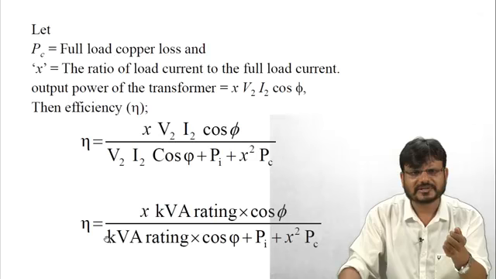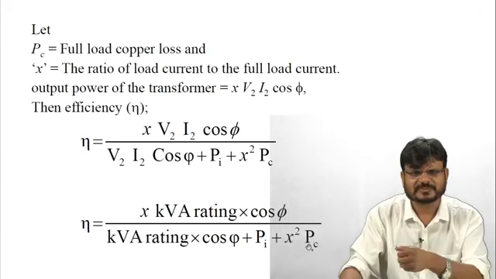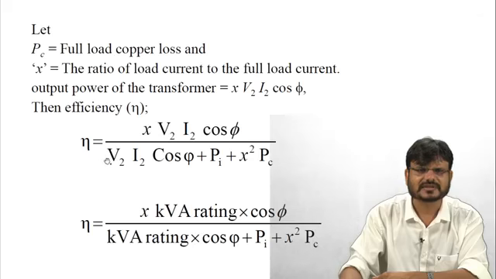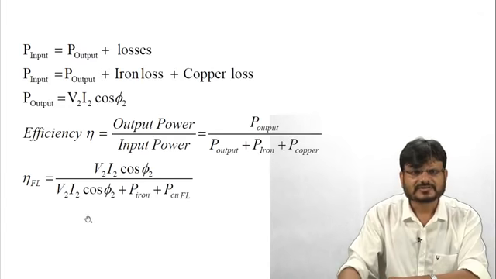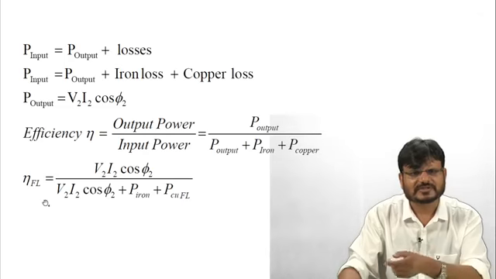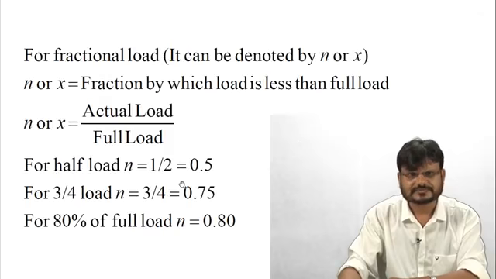So efficiency can be written as X times the KVA rating multiplied by cos phi upon X times the KVA rating multiplied by cos phi plus Pi plus X square PC. Here the X term is missing, you can write X here. So at full load, the efficiency is equal to V2I2 cos phi 2 upon V2I2 cos phi 2 plus P iron plus P copper losses at full load, right? So this is the formula for the efficiency at full load.